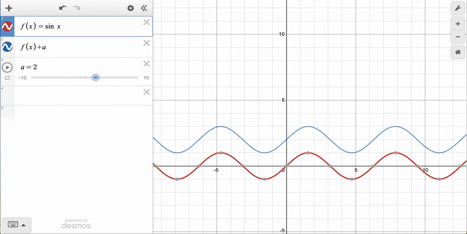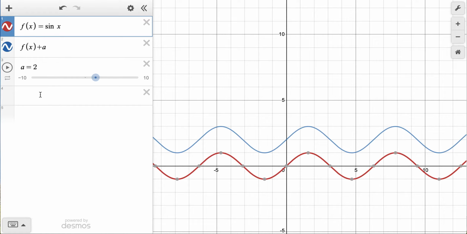The adding 2 to it will move it up 2 on a graph. So you need to understand that that's what f of x plus a does. It moves a graph up or down if a is negative by the value given there.